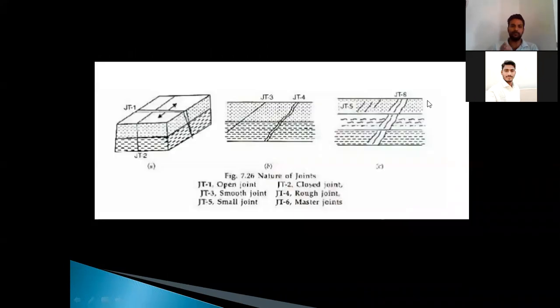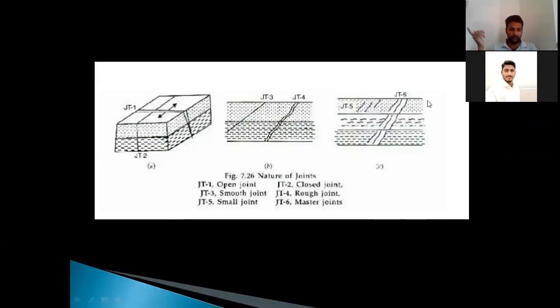Some miscellaneous types of joints are also there, like open joint, closed joint, smooth joint, rough joint, small joint, master joint. So you can see the open joint. What is an open joint? JT1, where it is open, it is quite wide at its mouth. Hence it is called an open joint because it is quite wide, and water or air can go inside or go between these two blocks very easily. Hence it is called an open joint.